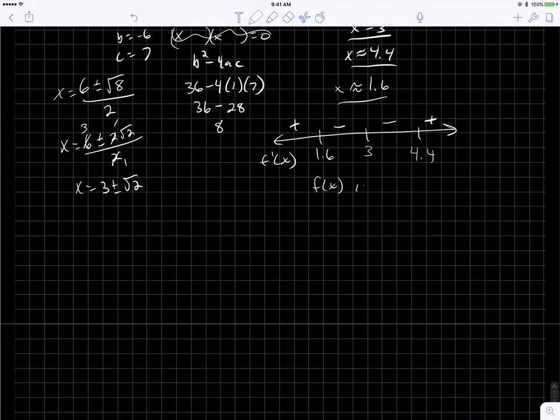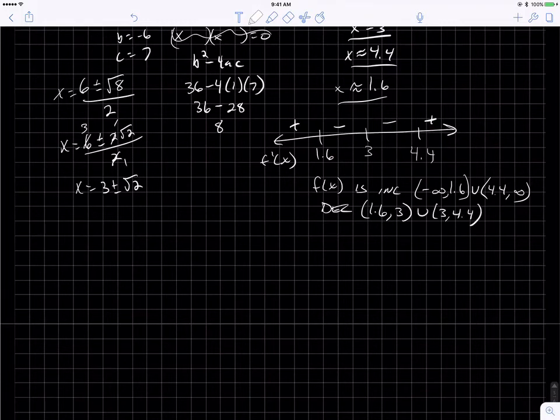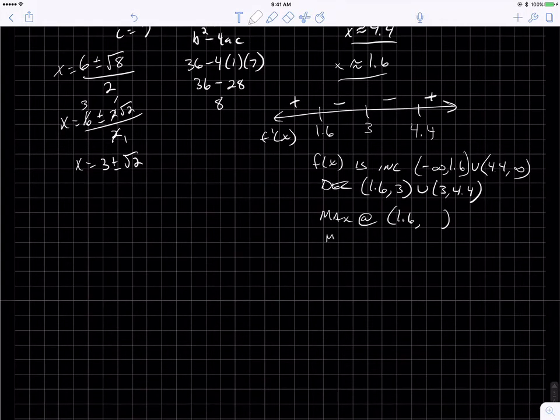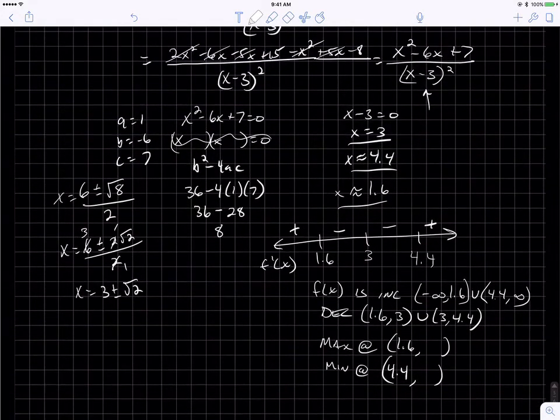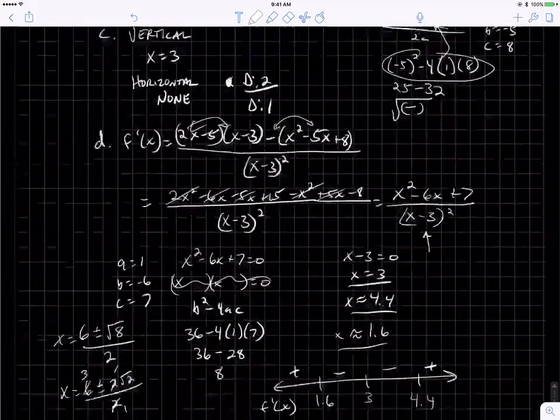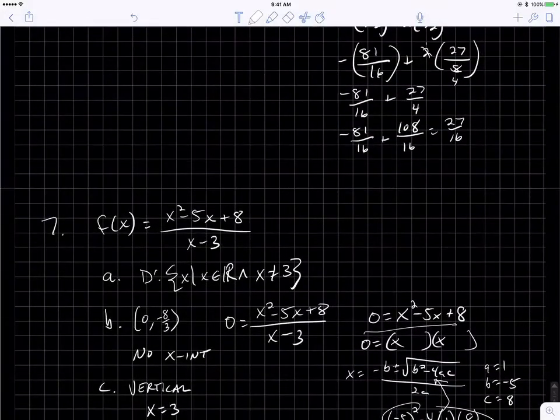So I'm going to say f of x is increasing from negative infinity to 1.6, union 4.4 to infinity, decreasing 1.6 to 3, union 3 to 4.4, because there's an asymptote at 3, so I have to break it up. It has a max at 1.6, whatever the y value, and a min at 4.4, whatever the y value of the original. So you got to plug those into the original. So f of 1.6 and f of 4.4.